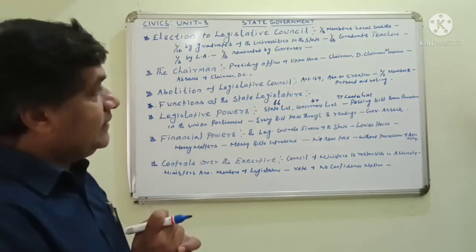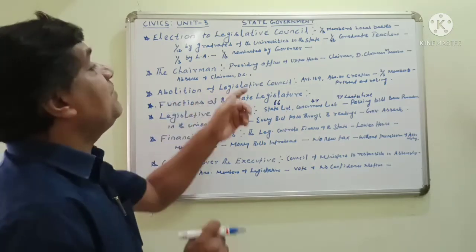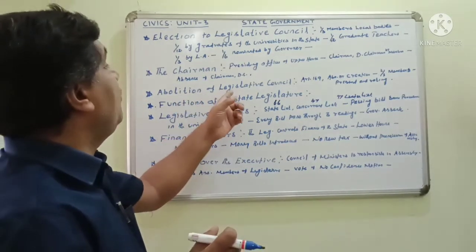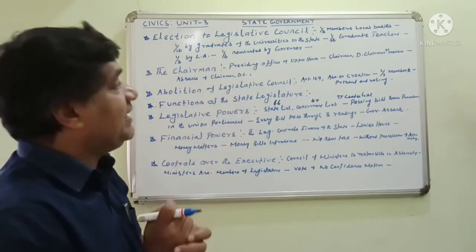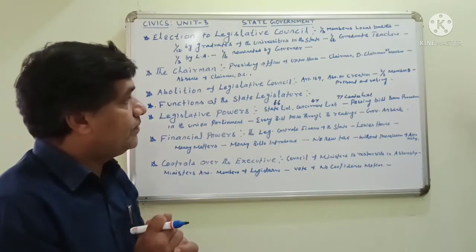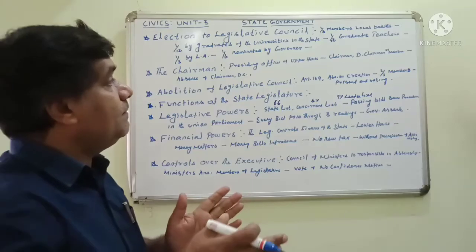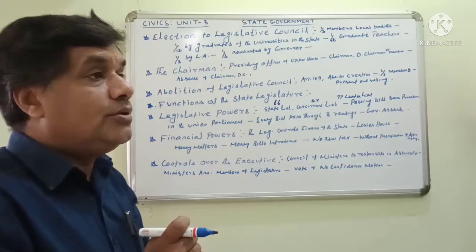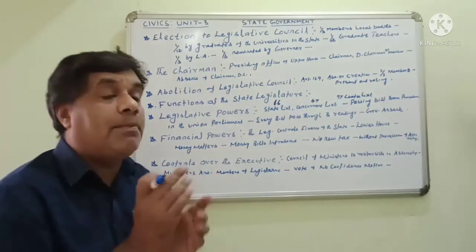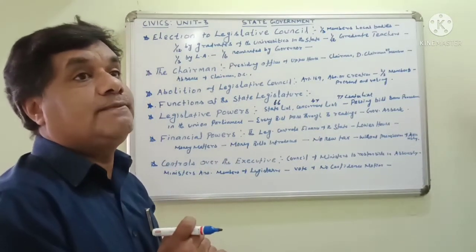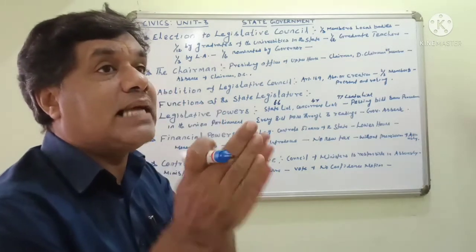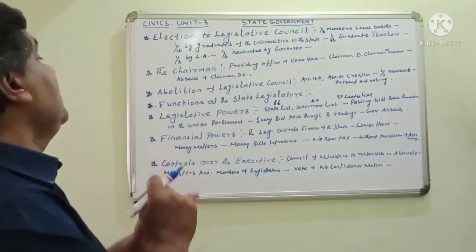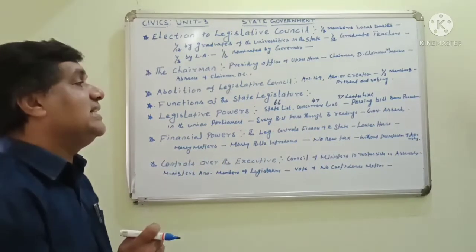Abolition of the legislative council. Article 169 deals with the abolition or creation of the legislative council. If they want to abolish or create it, a resolution supported by 2/3 of the members present and voting is very important. The assent of 2/3 members present and voting is important. After that only can they abolish or create the legislative council.